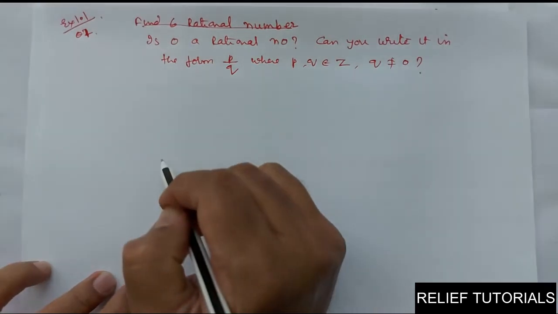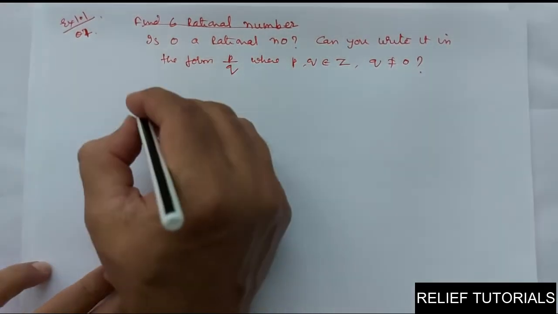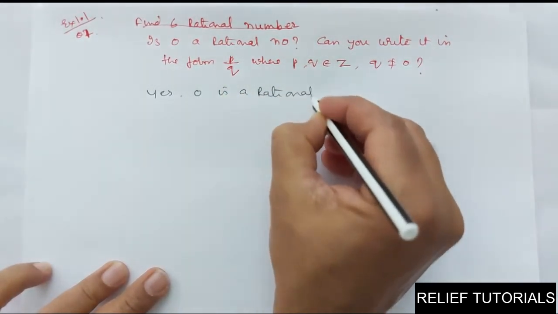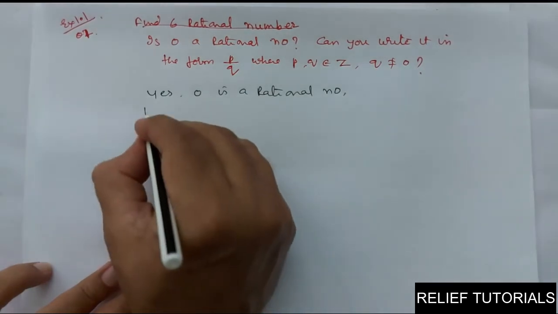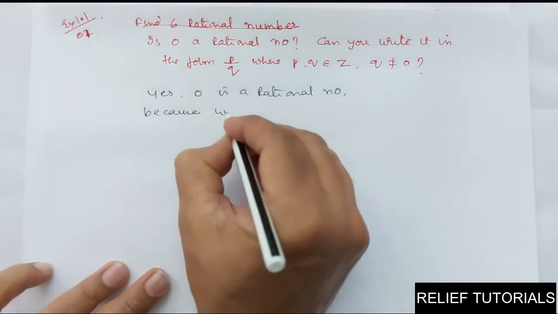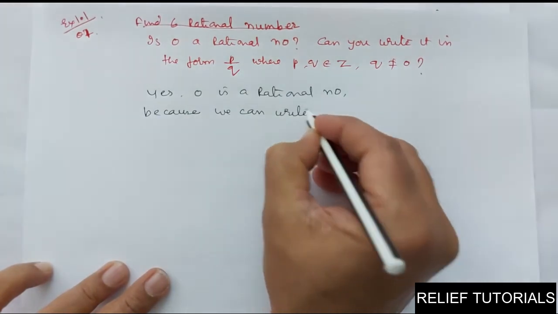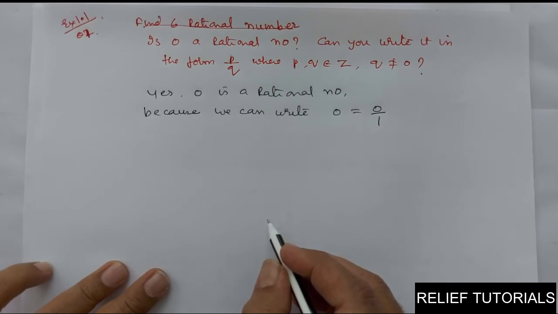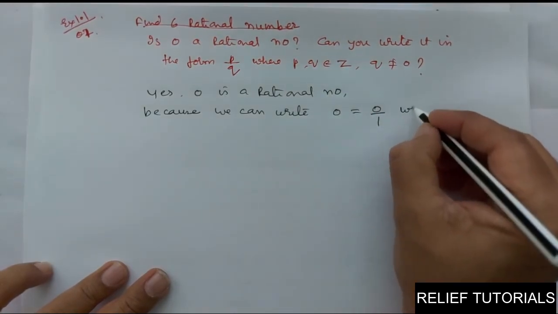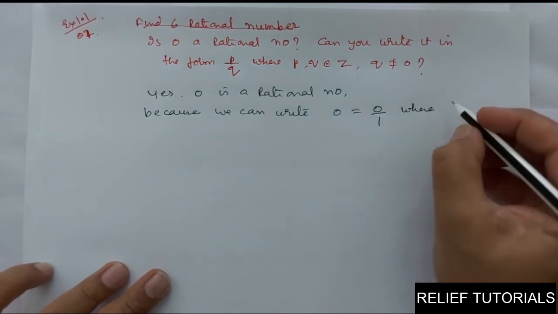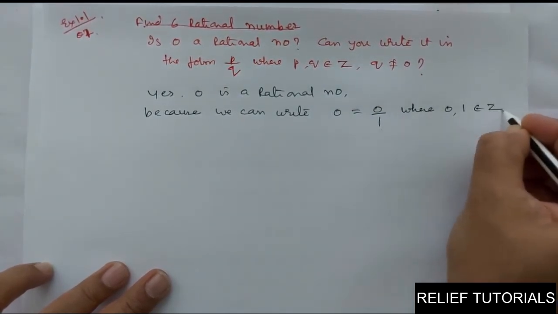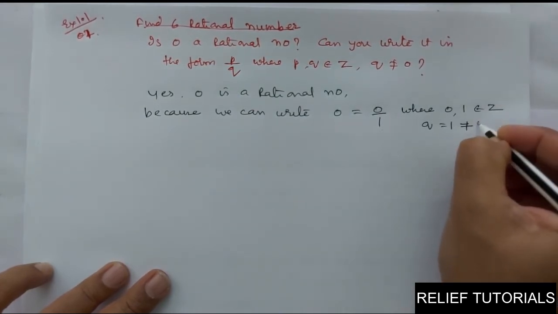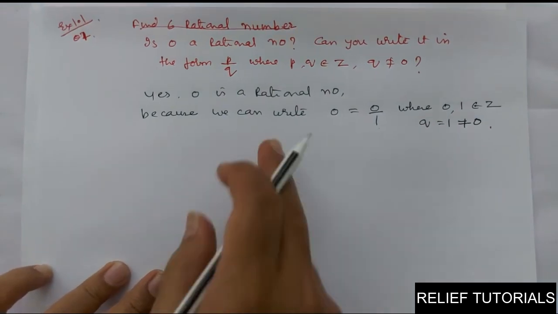Is 0 a rational number? I have explained to you, yes, 0 is a rational number, because we can write 0 in the form P by Q. 0 is equal to 0 by 1, where P and Q should be integers. When 0 and 1 belong to integers and the denominator Q, that is 1, is not equal to 0, so 0 is a rational number.